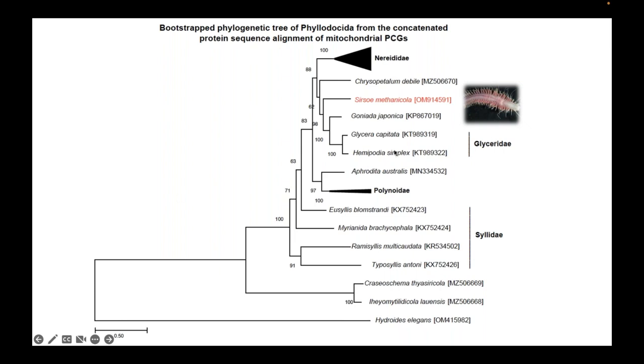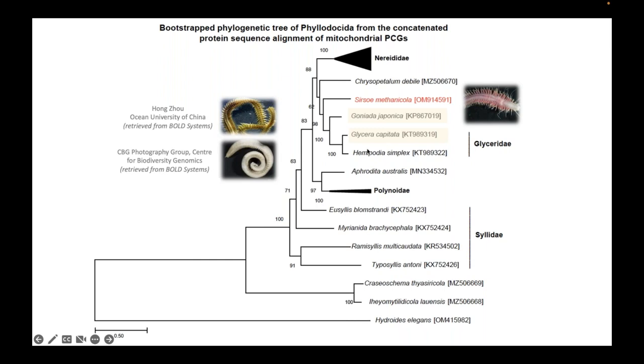On this phylogenetic tree, the ice worm mitogenome forms a well-supported clade with the marine polychaetes Gyptis japonica and Glycera capitata, as well as Hemipodia simplex. All three of these are marine polychaetes that are somewhat related to the ice worm.